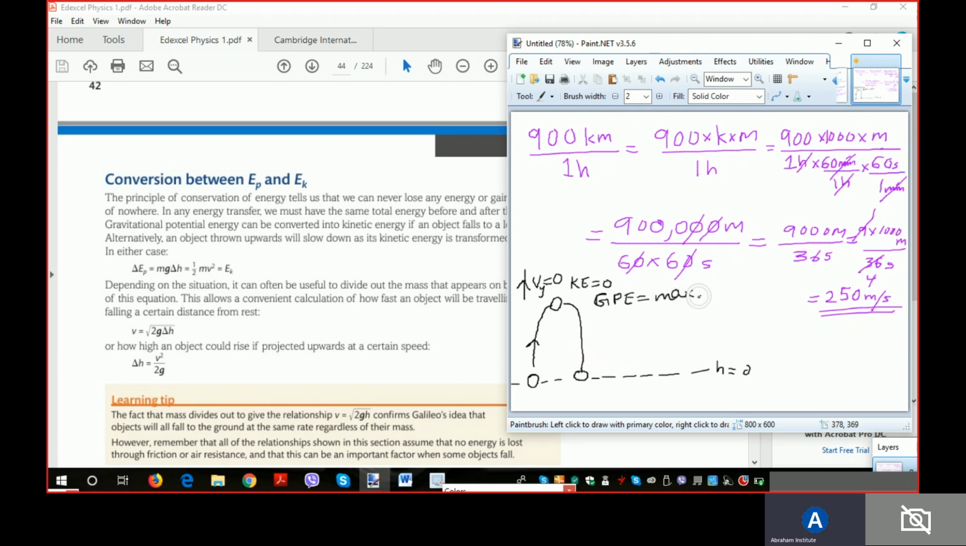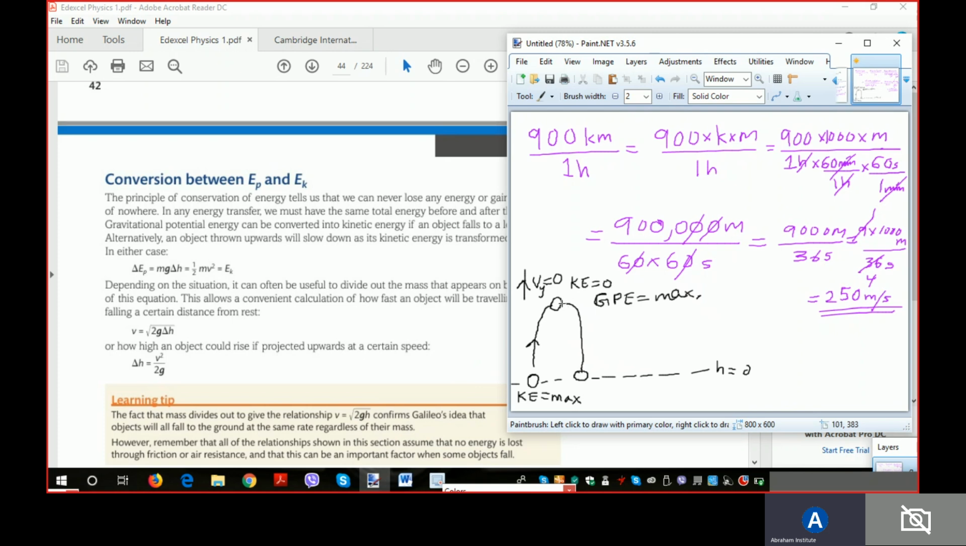But over here when it was thrown, the kinetic energy was maximum, because as soon as it is thrown, it has its maximum velocity. Then the velocity decreases and becomes 0. Over here the kinetic energy is maximum, then the speed decreases to 0, and then the potential energy is maximum here. Then it falls back down.